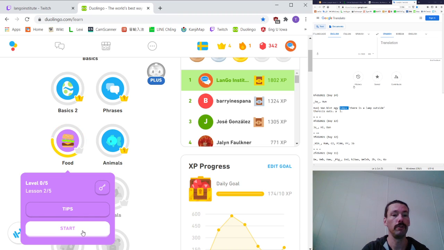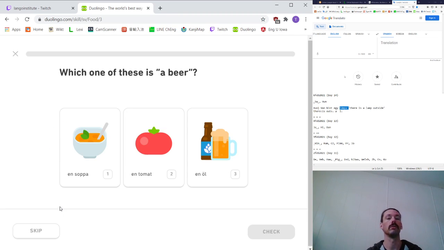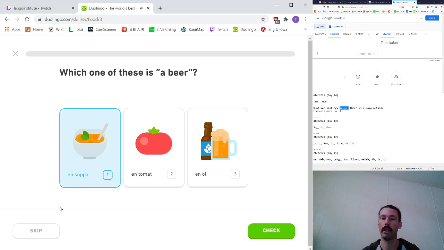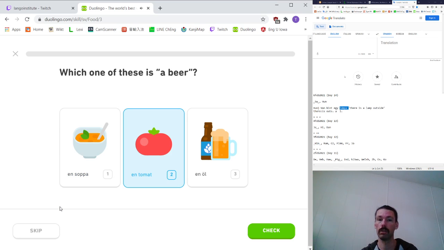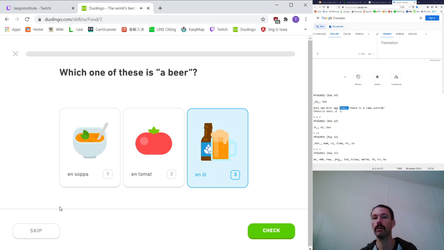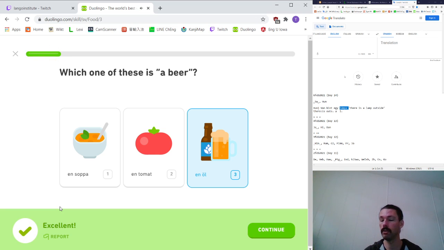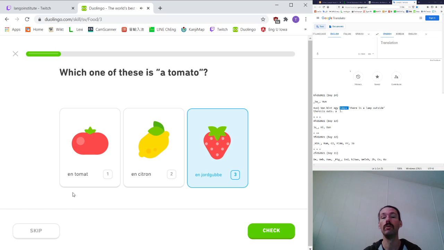Carrying on with Swedish food words. En soppa. Soppa. En tomat. This is an unusual word, tomat, where we have an upstep to syllable 2. En öl. Öl. Looks exactly like the German word for oil. It's related to our word ale for beer. Öl. En jordgubbe. Gubbe. Jord is the earth.